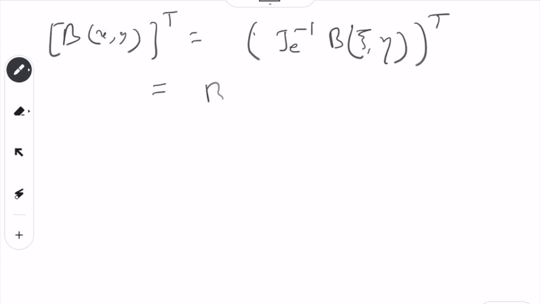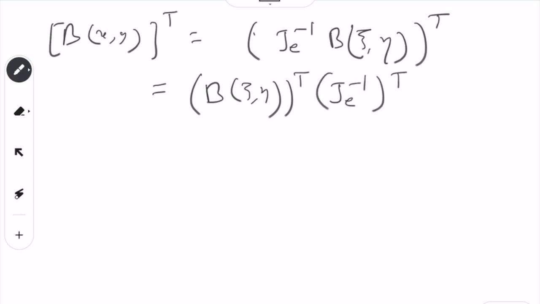So we get B xi eta transpose of that multiplied by J E inverse and transpose of that. This is what we will get. Okay, so we have got this one.